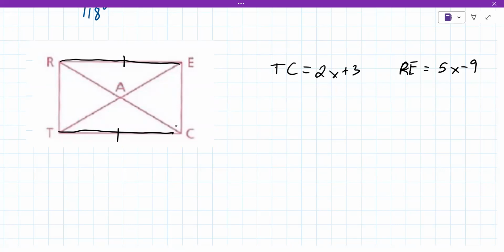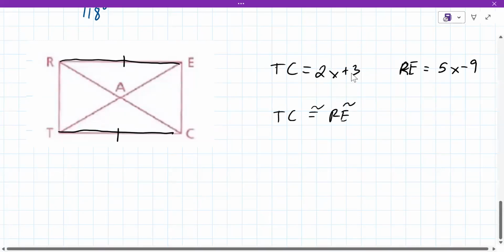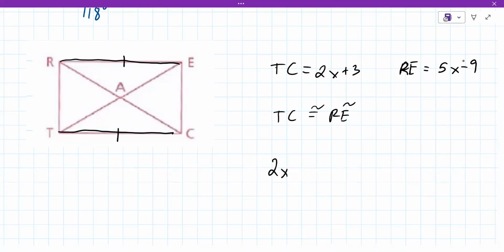So the sides are congruent. Sides are congruent, so it means that 2x plus 3 equals 5x minus 9. Will you attempt to solve this for me, please? Yeah, I can solve that. Okay.